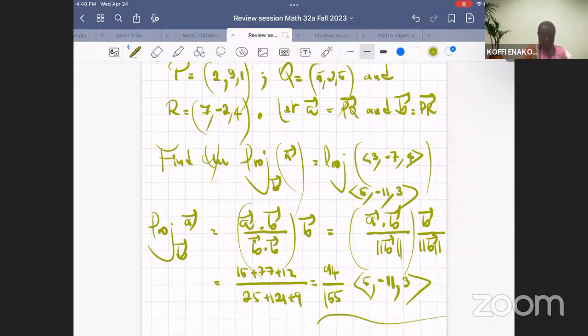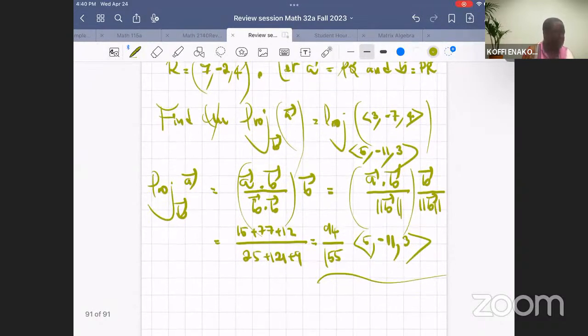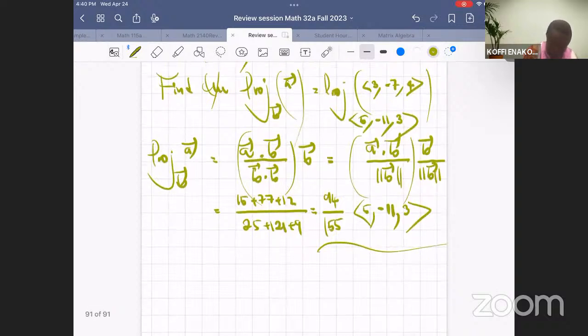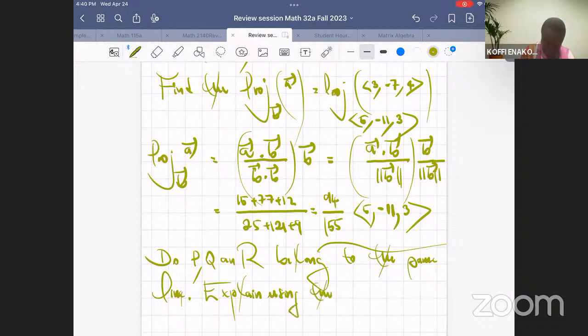All right. Then the question is this. Do P, Q, and R lie on the same line? They want us to explain using the projection we found.